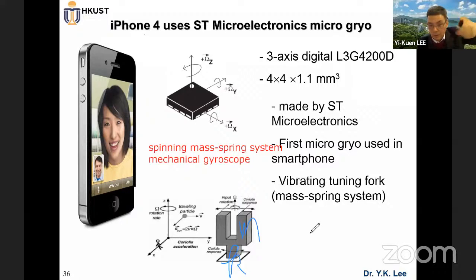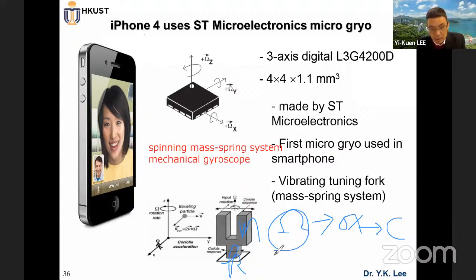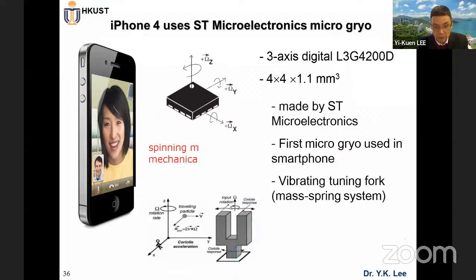Once you rotate your smartphone, you cause a Coriolis force and induce additional deformation of the micro spring. With the rotation angular rate omega of your smartphone, this causes a deformation X, and then you change it into an electric signal. So this is the very basic way the micro gyro works in your smartphone.